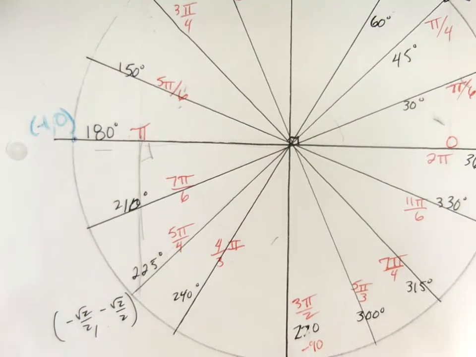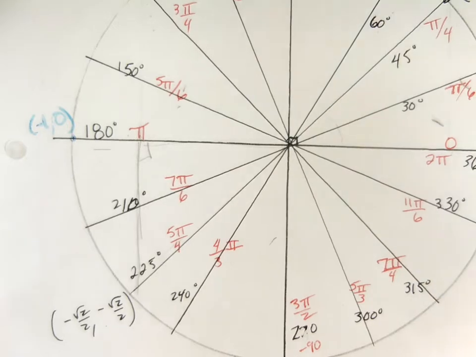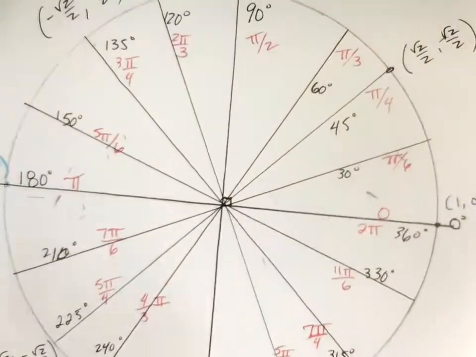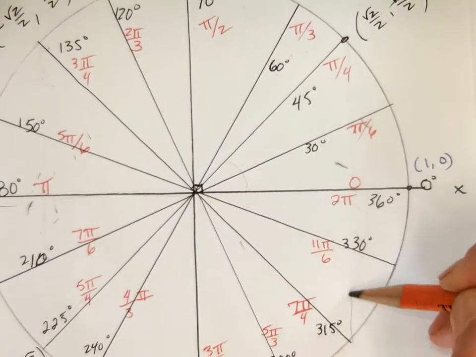Okay, the unit circle really is full of triangles. So then, all right, there would be another 45, 45, 90 triangle sitting right here.